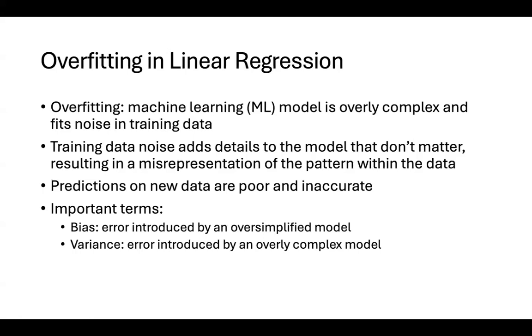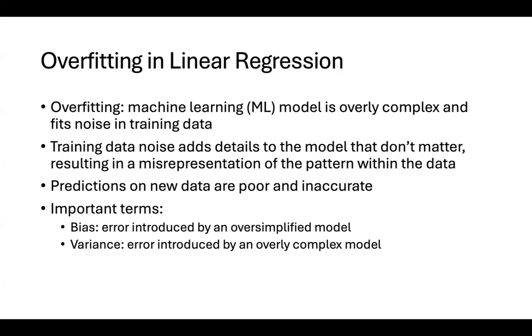Before we talk about ridge regression, let's cover overfitting within linear regression. Overfitting is when a machine learning model is overly complex and fits noise within the training data. That training data noise adds details to the model that don't matter and results in a misrepresentation of the pattern within that data. That causes the predictions on new data to be poor and inaccurate.